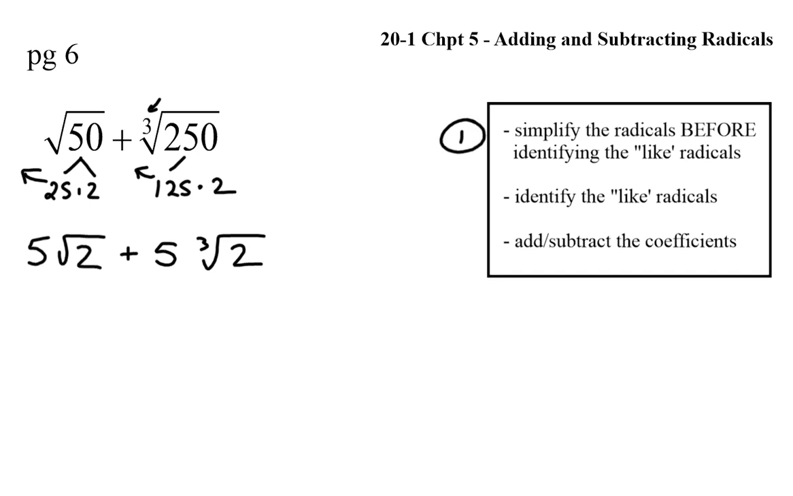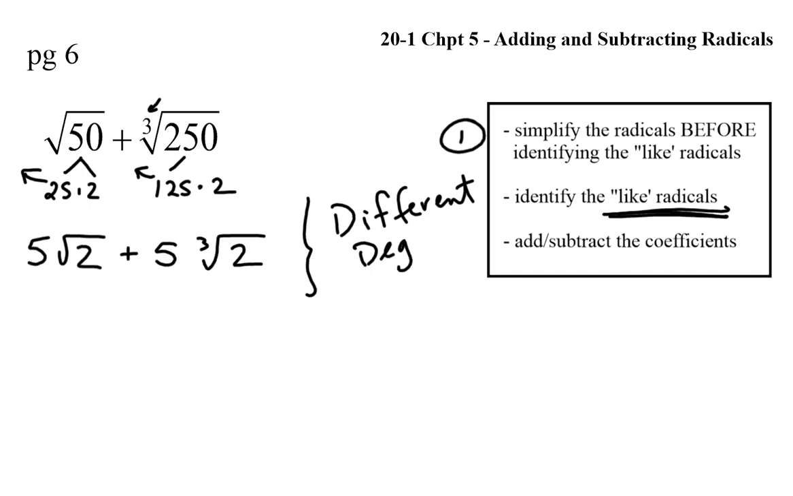We simplified the radicals. Which of these two go together? None of them. They are not like radicals. Why not? Because they're different degrees. So if you have different degrees, sorry, not degrees, indexes, I apologize. They are a different index. And different index don't combine together.